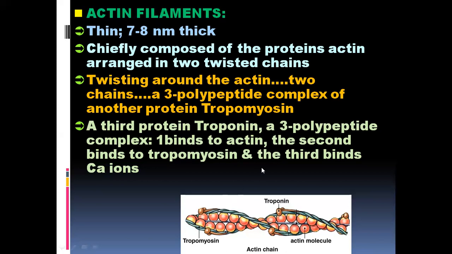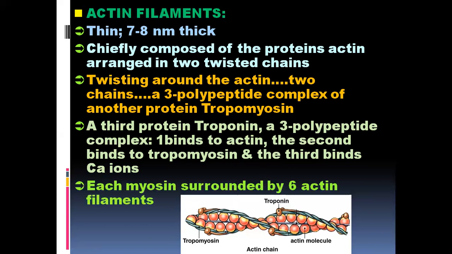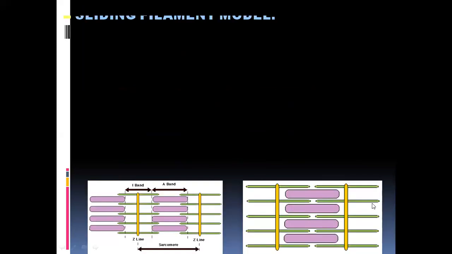When you study muscle contraction, you will understand how it is functioning. Each myosin is surrounded by 6 actin filaments. The sliding filament model is a topic that we will be completing next time. Till now, this is all for the lecture.